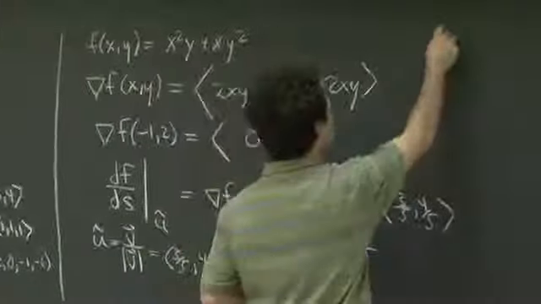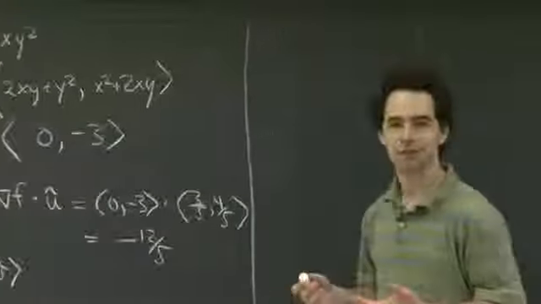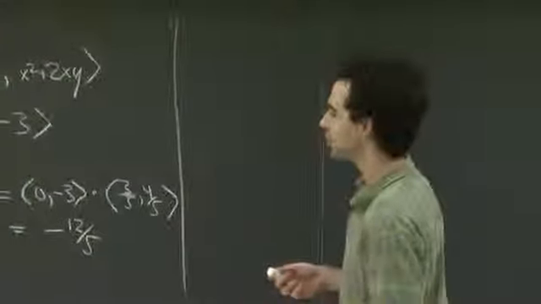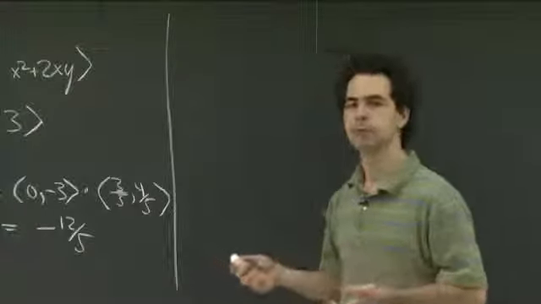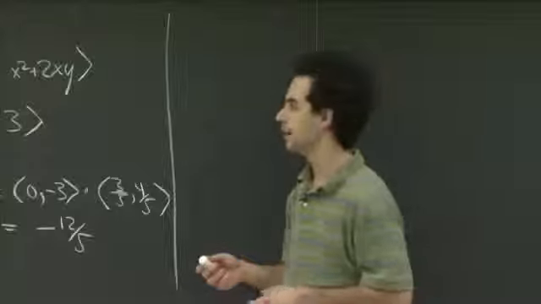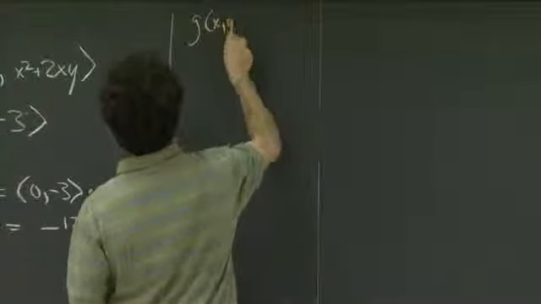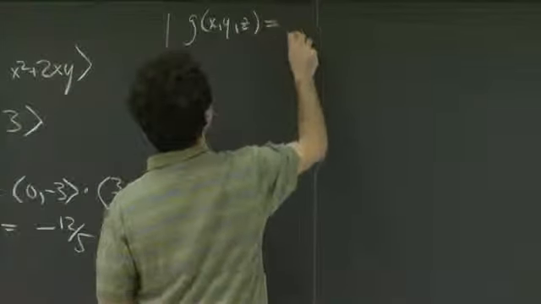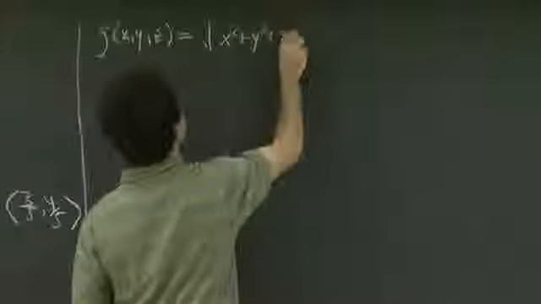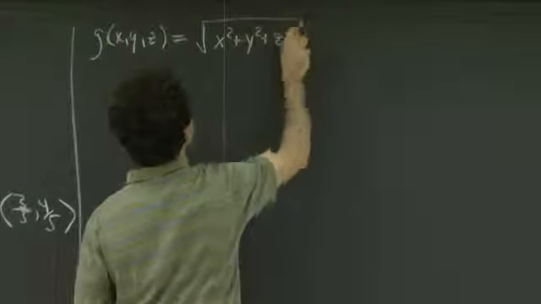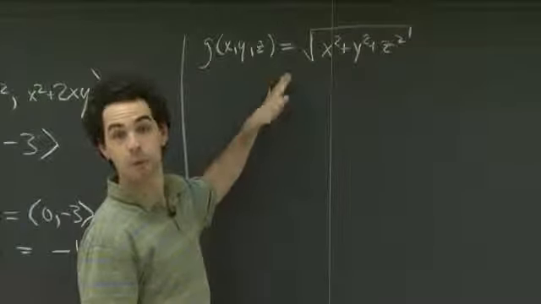Let's go on to part B. You've probably noticed that these questions are all fairly similar. The only real complication is that I've been increasing the number of variables. But of course, you know how to take a gradient for a function of 3 variables as well. So in this case, our function g of x, y, z is given by the square root of x squared plus y squared plus z squared. If you like, this is the function that measures the distance of a point from the origin.